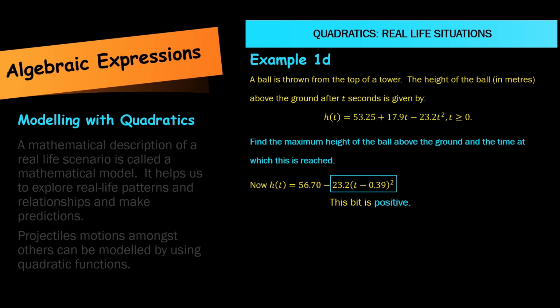So if we're taking away a positive number from 56.70 and we want the maximum, then we need to ensure that that bit that we're taking away is as small as possible. And the smallest this value could take is 0. So the maximum height occurs when t minus 0.39 all squared is equal to 0. So this implies that t is equal to 0.39.